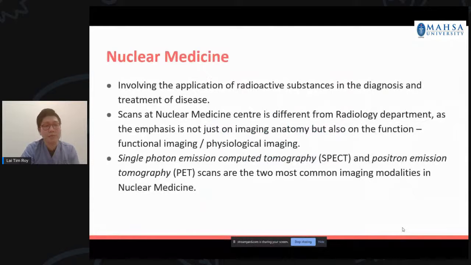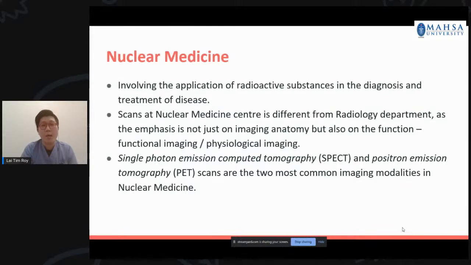What is this nuclear medicine department, or some places call it a nuclear medicine center? These places involve the application of radioactive substances in the diagnosis and treatment of disease. And scans at a nuclear medicine center are different from the radiology department, as the emphasis is not just on imaging anatomy, but also on function, which is functional imaging and physiological imaging.